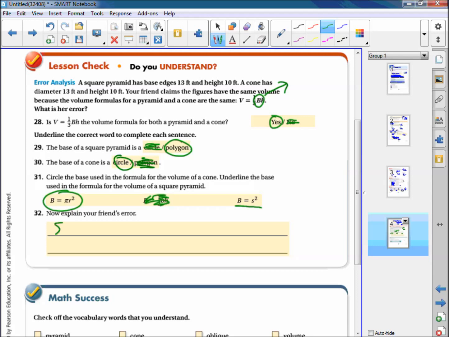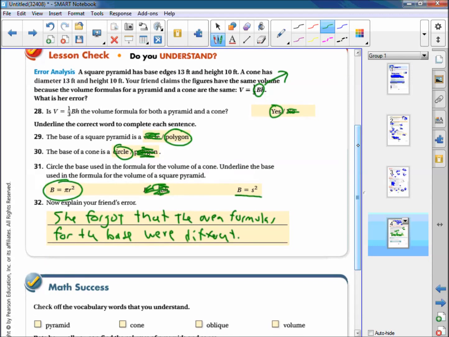She forgot that the area formulas for the bases were different. One of them is a circle, one of them is a square, so they're not going to have the same area for the bases, even though they look like they have the same numbers.